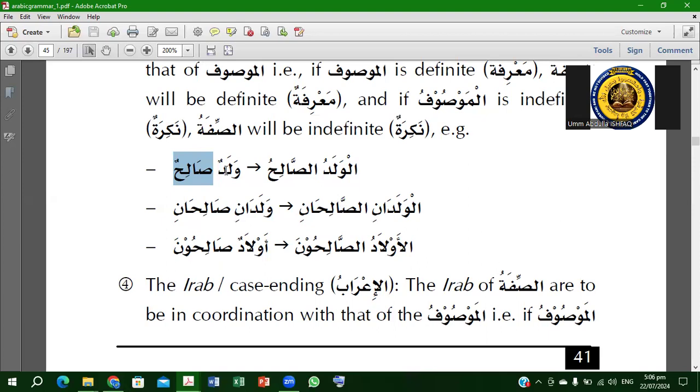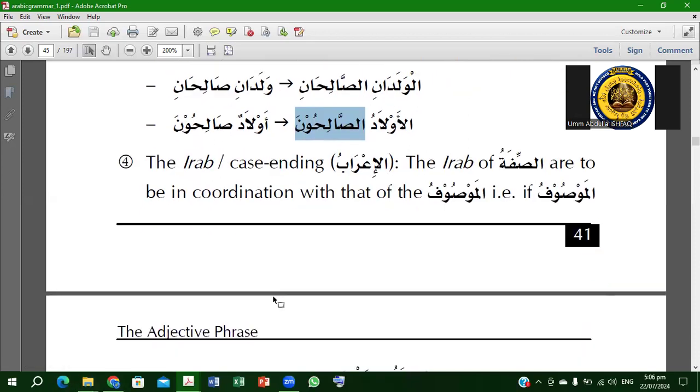If you make it al waladu, then you have to make it as salihu. If you make it a dual, al waladani, meaning two children, then it should be salihani, right? If you make it plural, al awladu, waladu singular, awladu plural, then as salihuna also should be plural. So I hope it's clear. This is murakkabe tawsifi. Sifa and mawsuf should match in all four attributes of ism. If they don't match, they are not sifa mawsuf. So that was also revision.